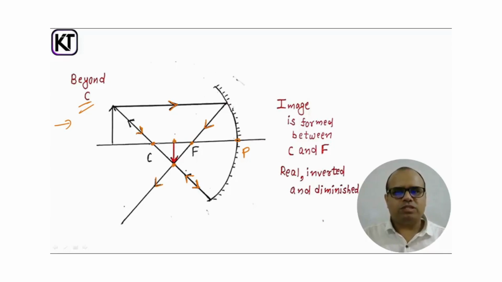Now what type of image is it? This image is real, inverted, and diminished. Of course, it is a real image because there is actual intersection of light rays. It's inverted, as you can see, and diminished because the height of the image is lesser than the height of the object. So this is the case when the object is kept beyond the center of curvature.